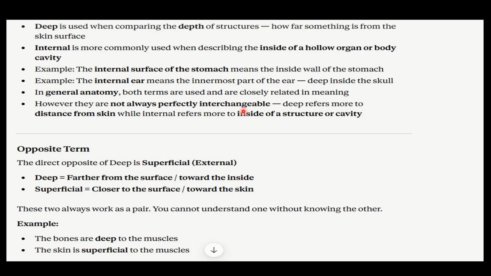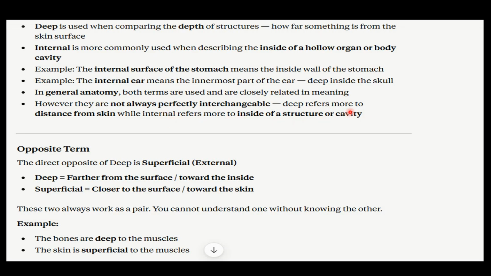Now we have some general terms. In general anatomy, both terms are used and are closely related in meaning. However, they are not always perfectly interchangeable. Why is it not interchangeable? If you remember, in superficial also we discussed this point, that superficial is not interchangeable. But other than that, whatever we have discussed so far was interchangeable, correct? But this is not. So this is something that can be your interview question, so always prepare accordingly.